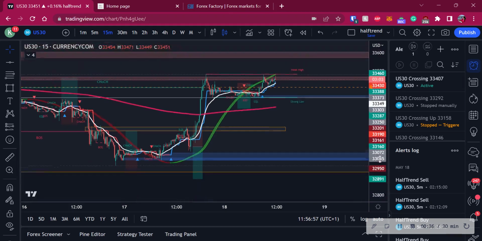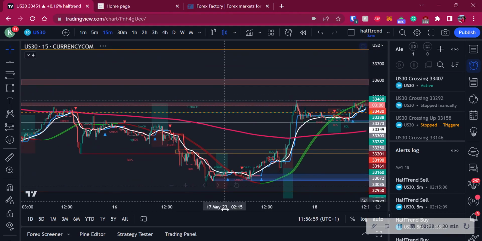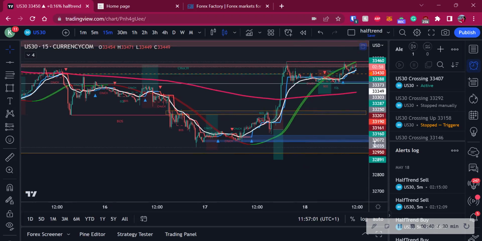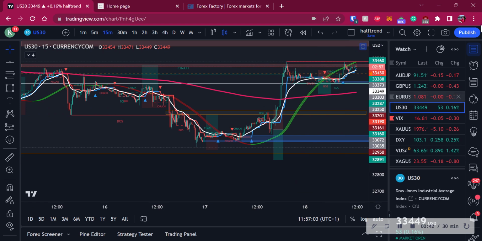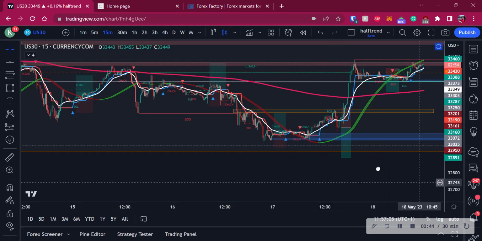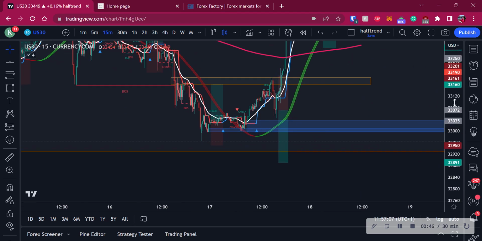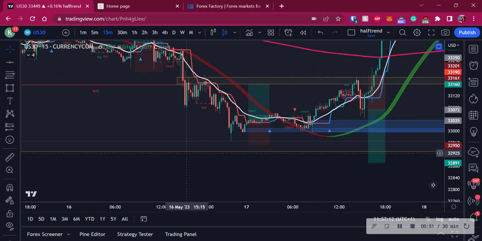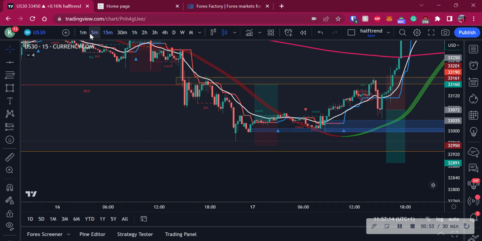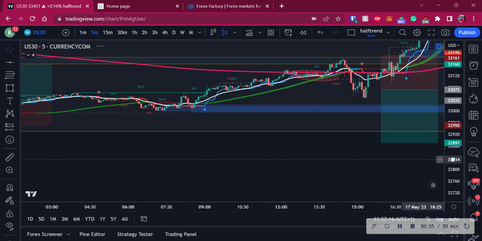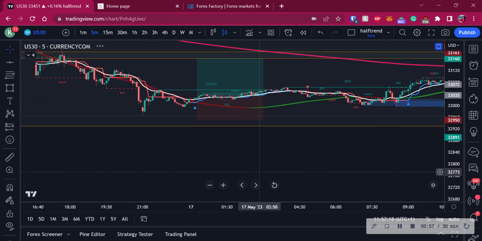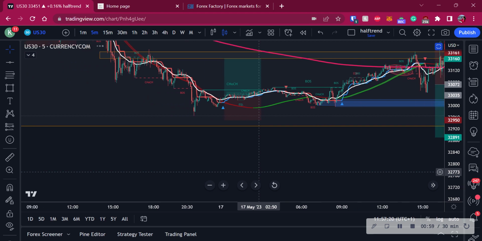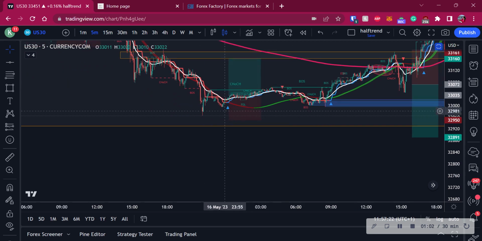So this was the signal that I took. This was a win, which I will show you guys in my Forex Funds as well. But before that, I'm just going to show you what was the trade I took. Just going to drop it back down to 5 minutes, just so that we are good. There we go. So this was the first one that I took.